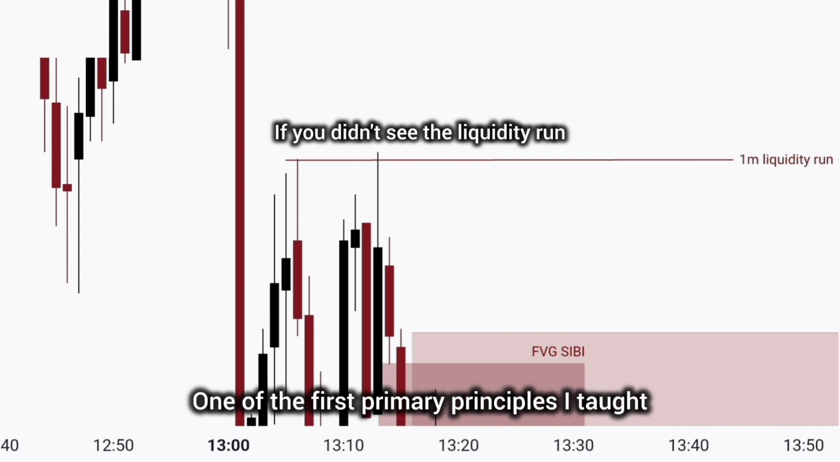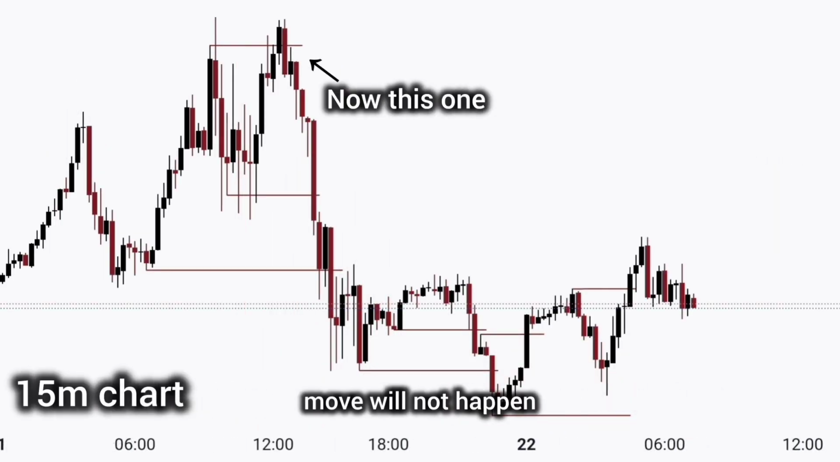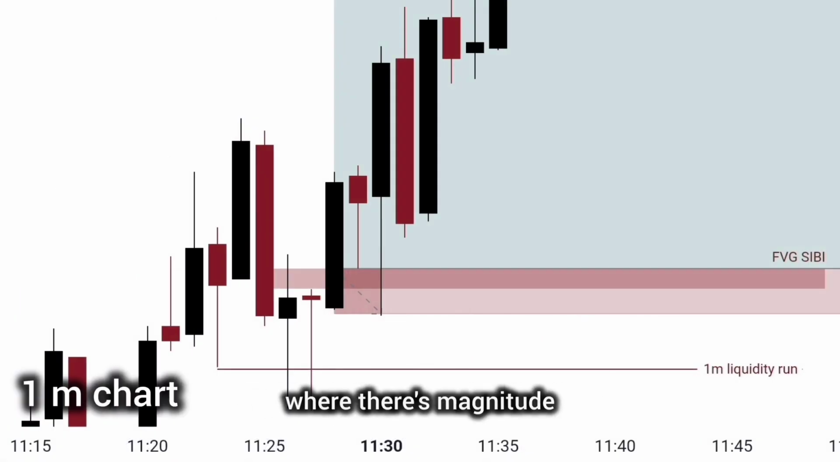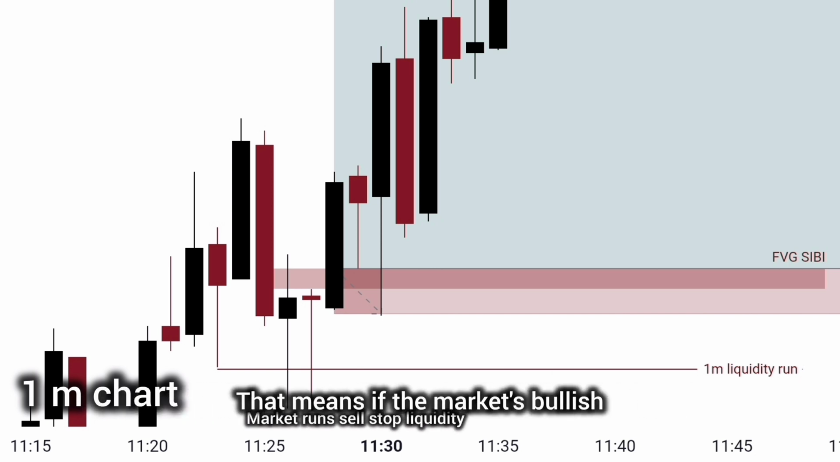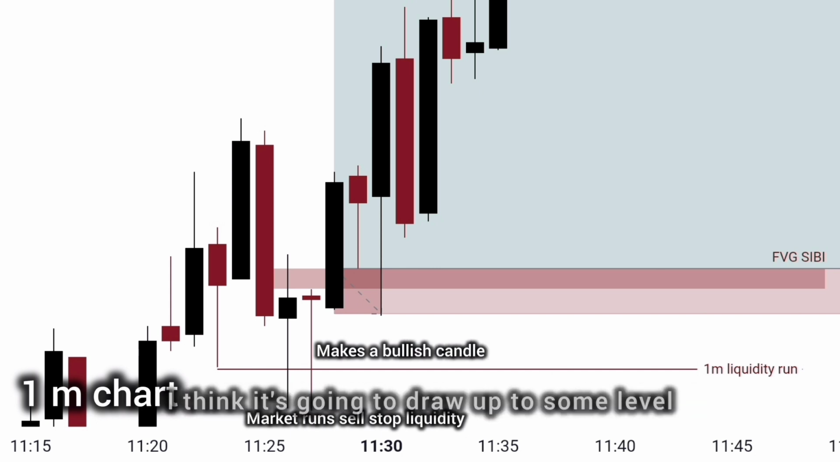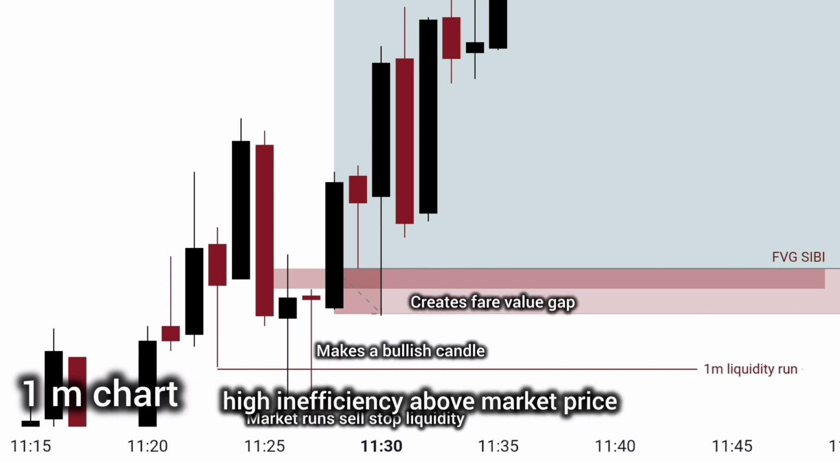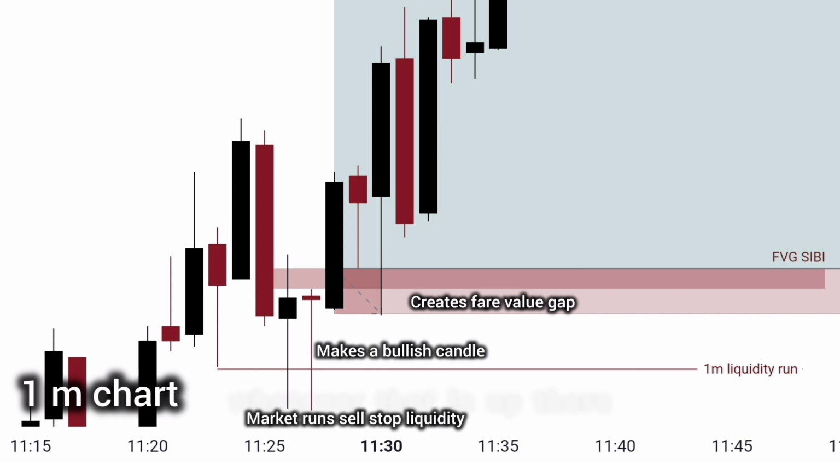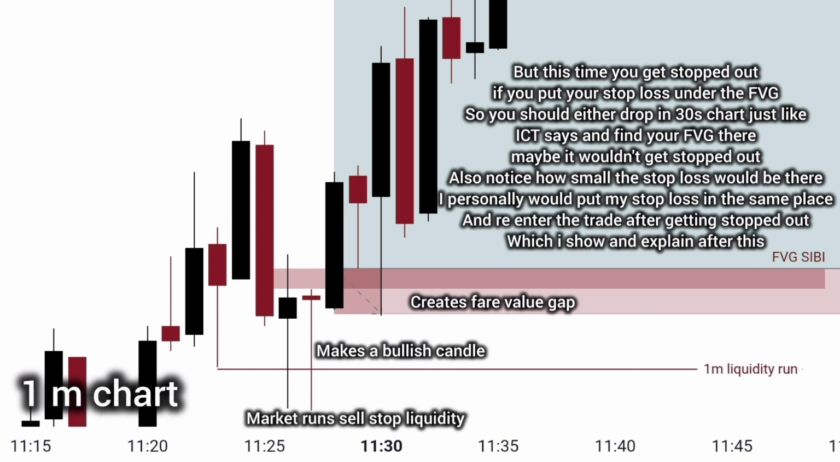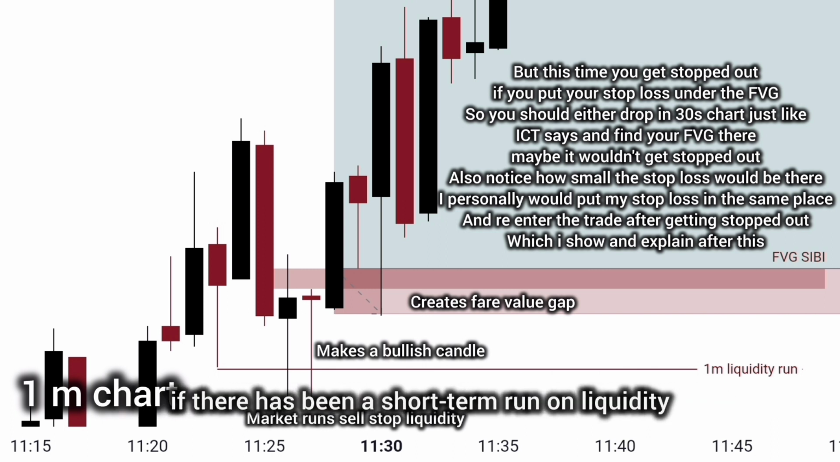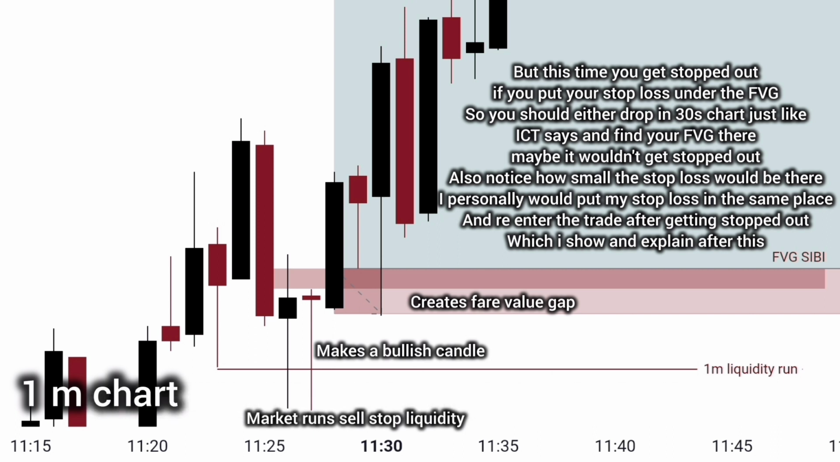One of the first primary principles I taught when I stepped out on BabyPips is that the real move will not happen. The dynamic price runs, where there's magnitude and delivery and speed, will happen after a pool of liquidity is engaged. That means if the market's bullish, if you think it's going to go higher, think it's going to draw up to some level, whether it be a high, a relative equal high, inefficiency above market price, whatever that is up there that you're framing as the reason for it to want to go up, it's far more likely to get up there with conviction and speed if there has been a short-term run on liquidity below the marketplace in the form of stops or sell-side liquidity.